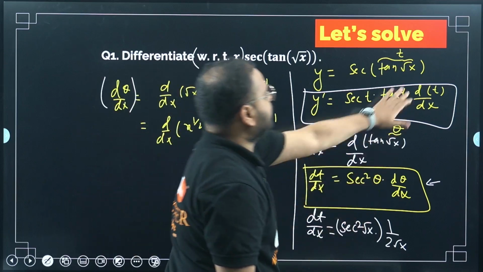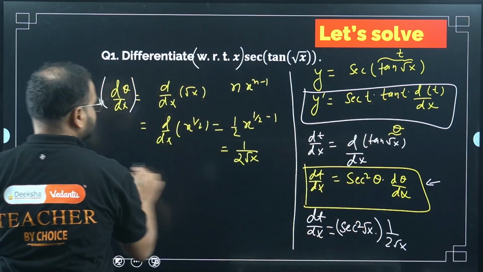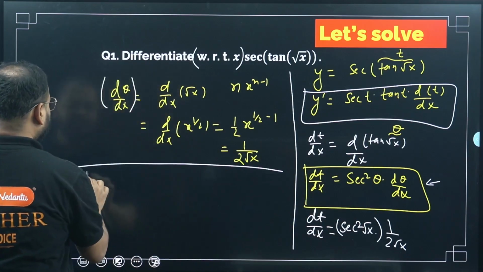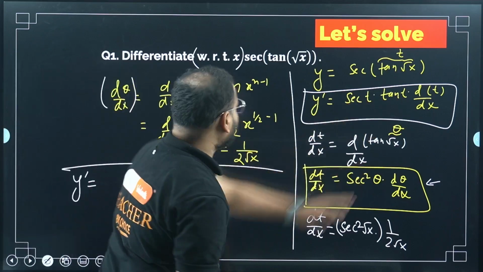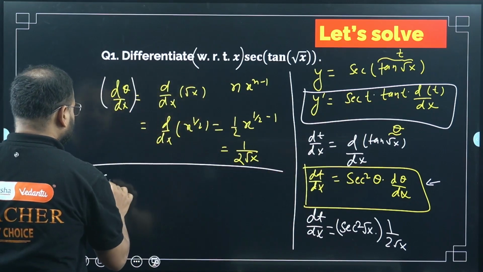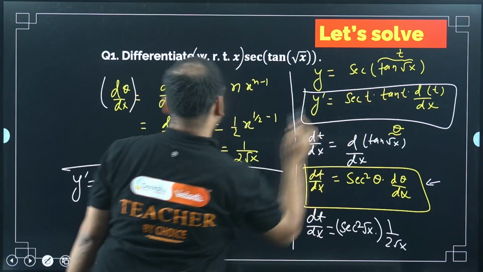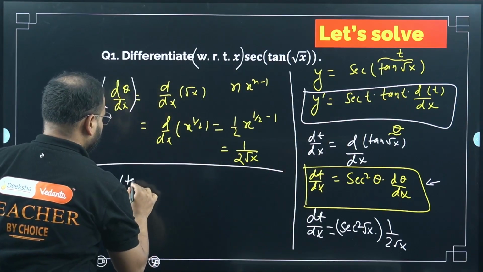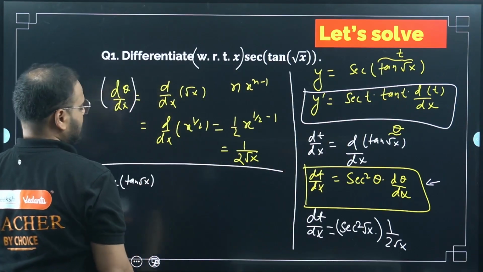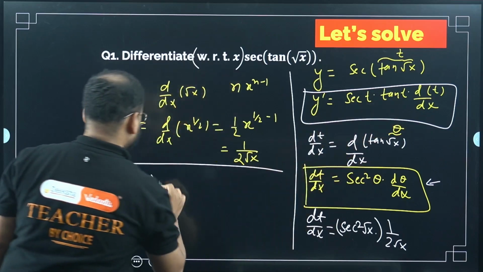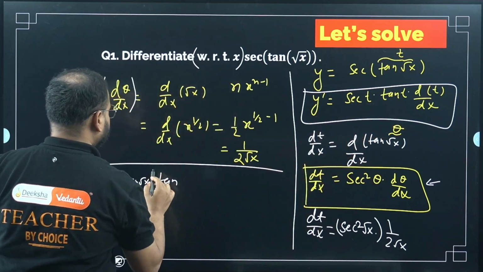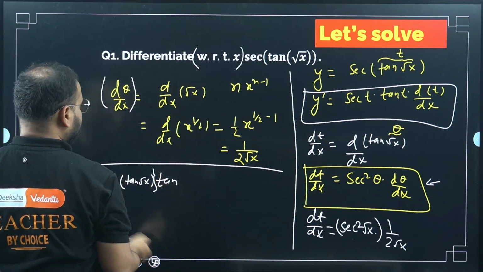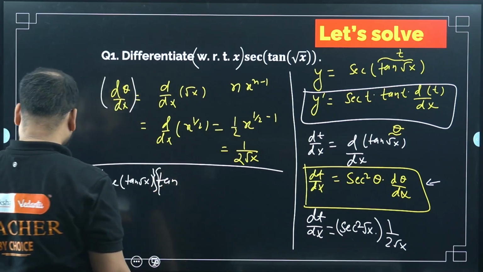Now I'll take this and put it here. So what is that? Please check. My y dash is going to be sec t tan t. What is sec t tan t? Sec t is this value, so I'll write it there: sec root x. What next? Tan t. Again with tan, this is one thing. Tan looks complicated.